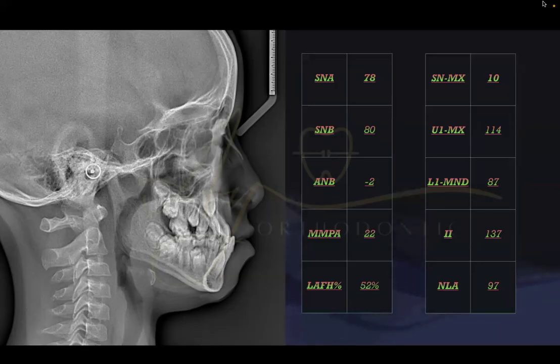Start your answer with this is a lateral cephalometric radiograph. I'm going to talk about skeletal AP, vertical, dental, CVM, and soft tissue. Okay. Start. Repeat once more.